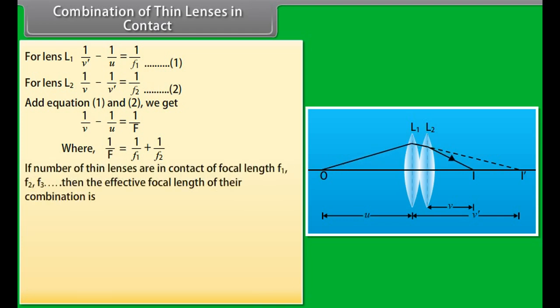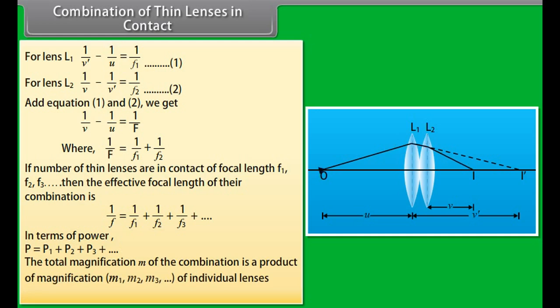If a number of thin lenses are in contact, of focal lengths f1, f2, f3, then the effective focal length of their combination is 1/f is equal to 1/f1 plus 1/f2 plus 1/f3 and so on. In terms of power, P is equal to P1 plus P2 plus P3 and so on. The total magnification M of the combination is the product of the magnifications M1, M2, M3 and so on of the individual lenses. M is equal to M1 M2 M3.